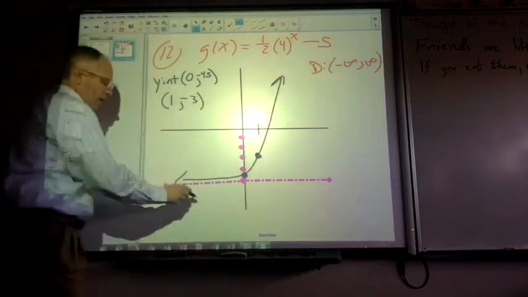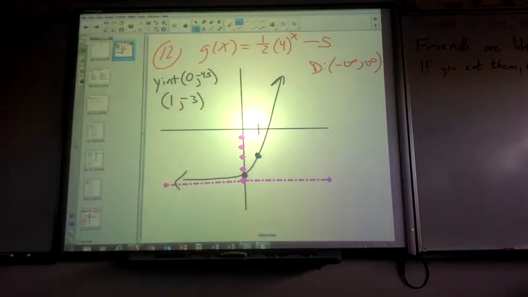Hey, is this growth or decay? Growth. Why is it growth? It's going away from the asymptote. It is going away from the asymptote as I go to the right. All right? Hey, so my range.